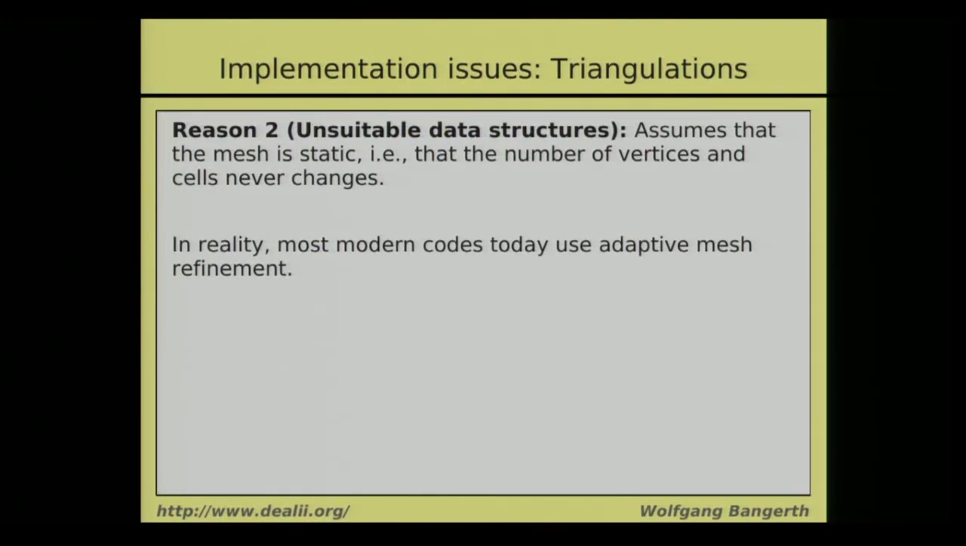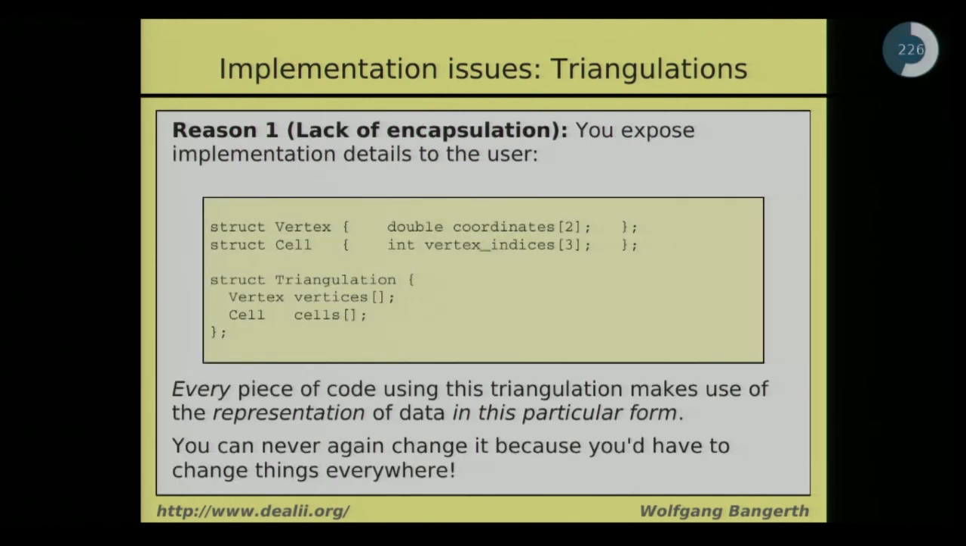The second reason why this is not an appropriate design is something that I would call an unsuitable data structure, namely the way we store this in big arrays. If you look at these arrays vertices and cells, that is essentially a static way to do it. If you have one big array for a lot of elements, it becomes very difficult to insert new vertices, for example, or to insert new cells, or maybe to delete them.